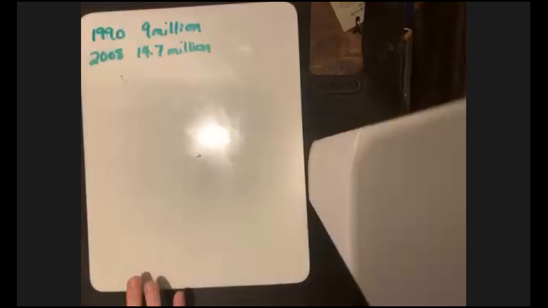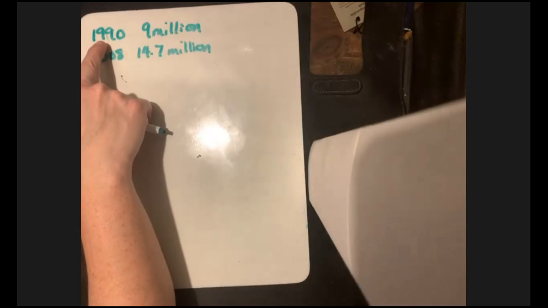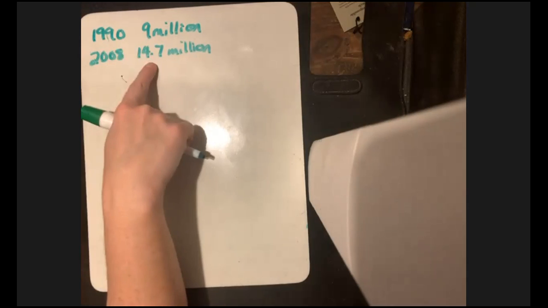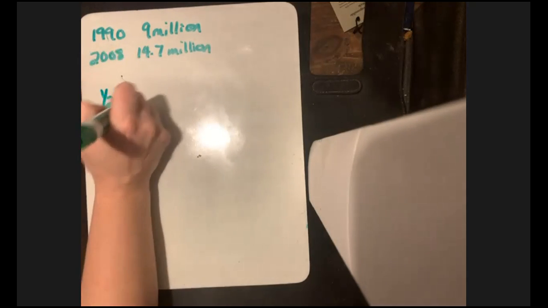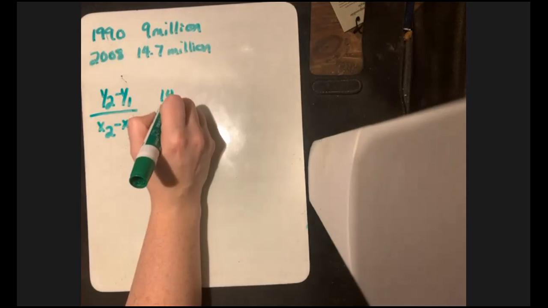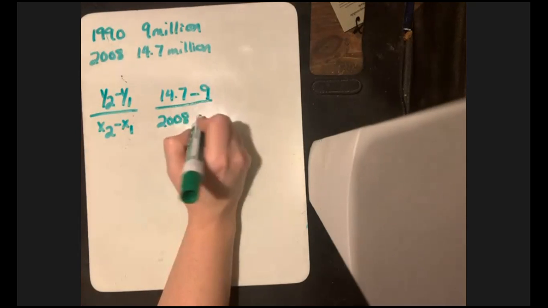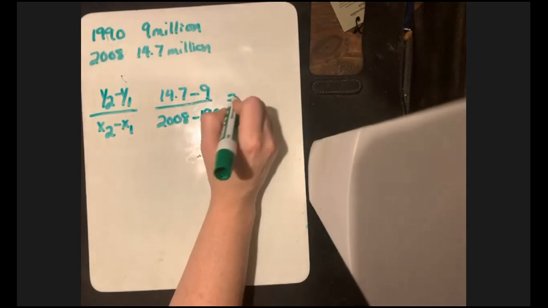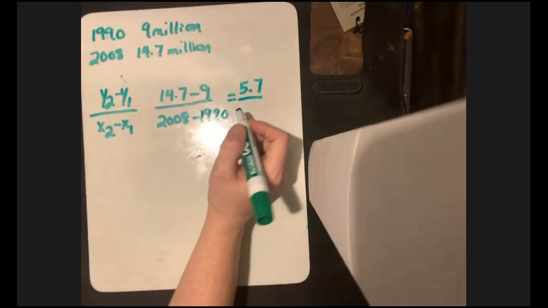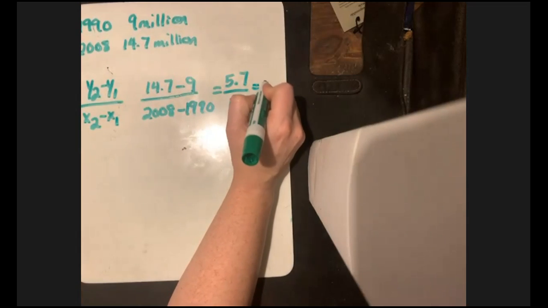Okay, so I've transferred this information over here to our lovely whiteboard. Basically what we have going on here is this is going to be our x1, y1, x2, y2. So if we follow our slope formula, we're going to have 14.7 minus 9 over 2008 minus 1990. So it's going to be 5.7 over 18. And when we divide that down to 2 decimal places, we get 0.32.